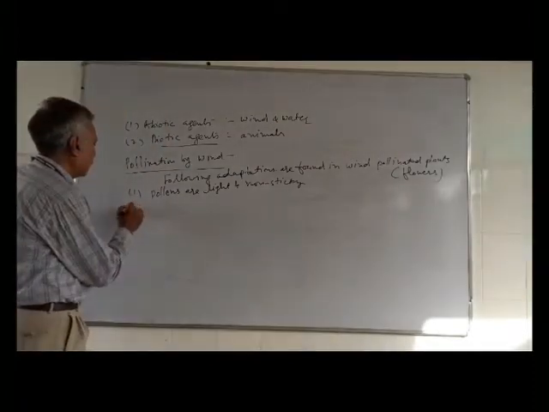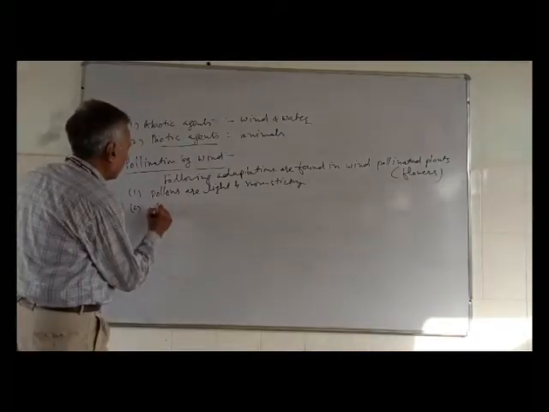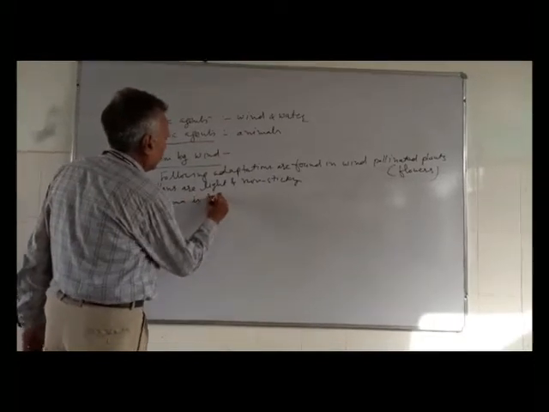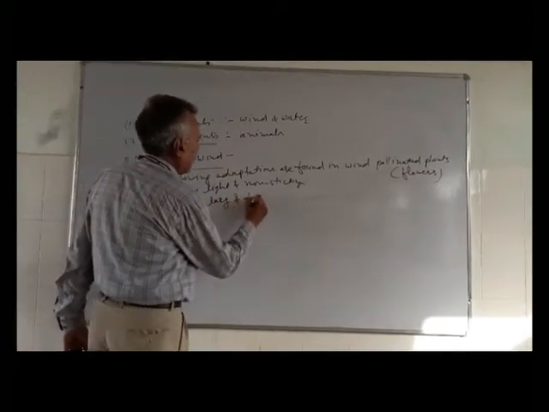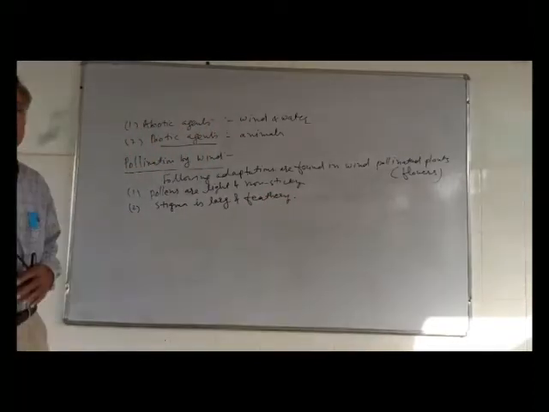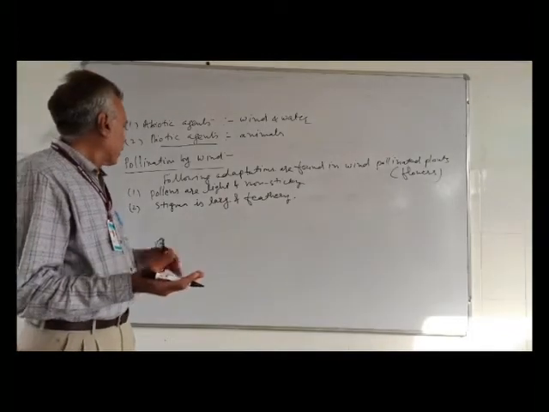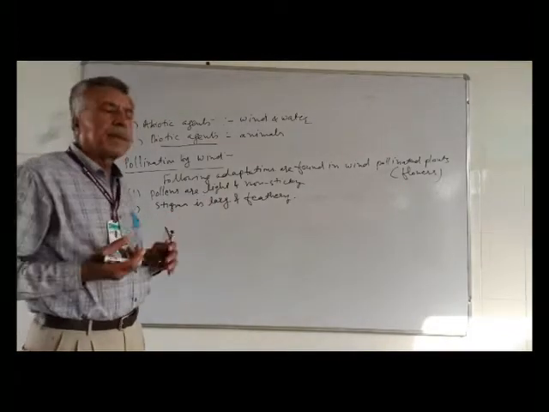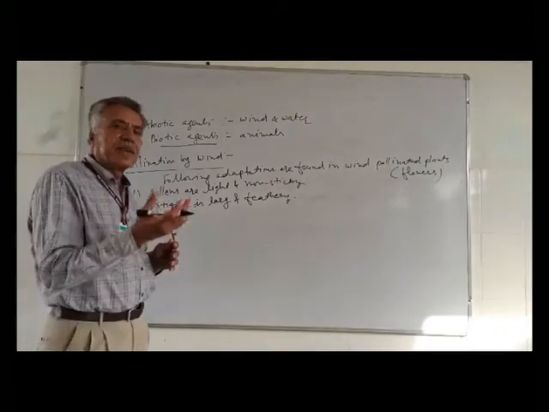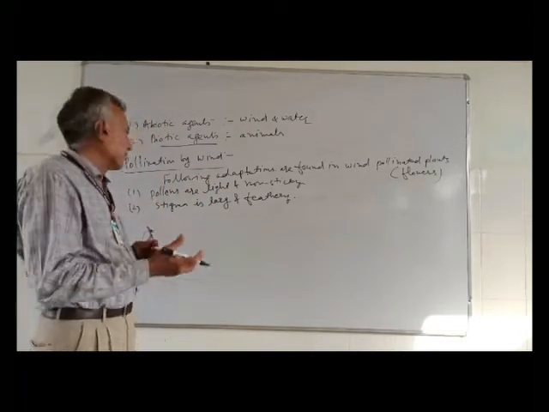Number two, the stigma is large and feathery. This adaptation helps to trap the pollen grains easily. When the stigma is large and feathery, it can trap pollen grains easily.